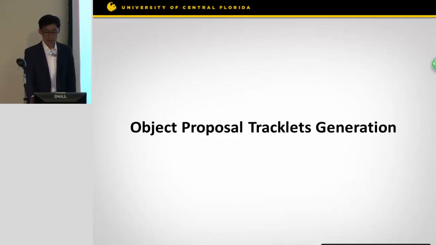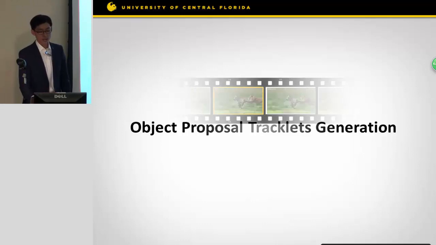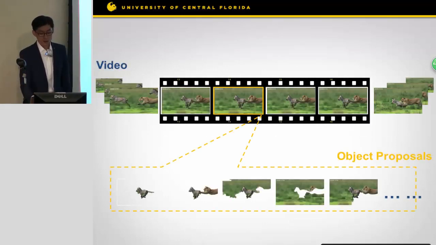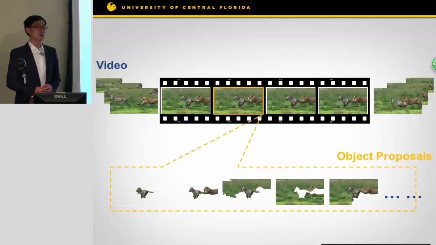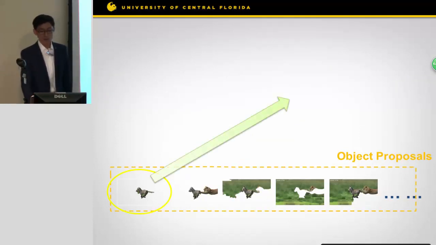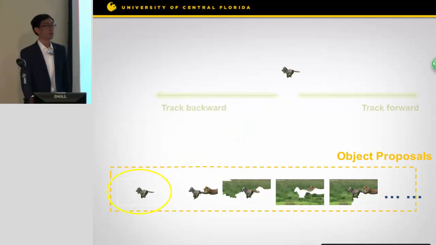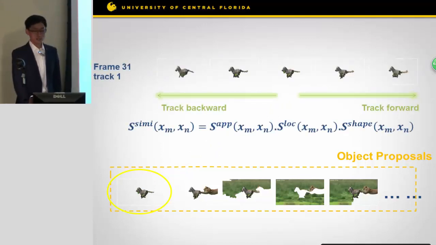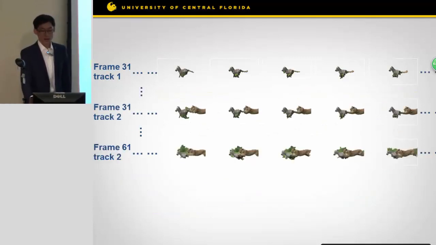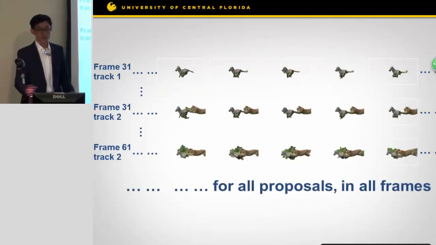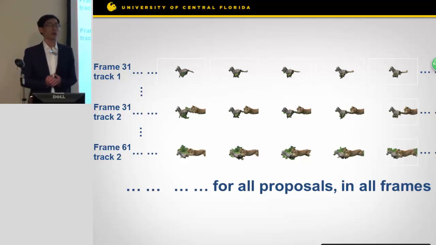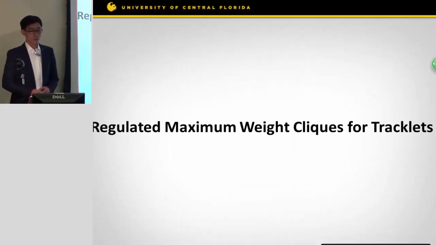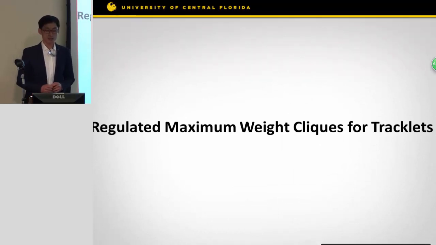This is the first stage. We generate the object proposal tracklists. These are some video frames, and for each video frame, we can get multiple object proposals, and we track these object proposals backward and forward using this similarity function. After this step, we will have a lot of object proposal tracklists in every video. And we will use these object proposal tracklists in the next stage, which is called regulated maximum weight cliques for the tracklists.